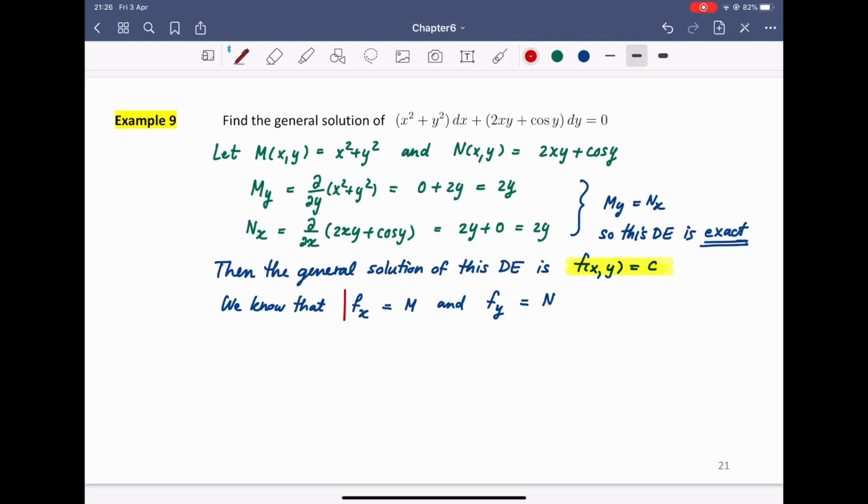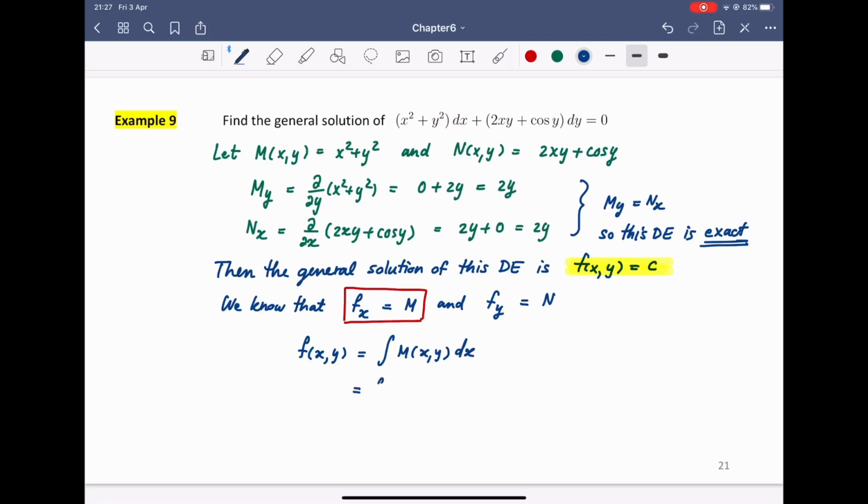So let's start by looking at f sub x equal to m. So function f, you differentiate one time, you get m. So it means if I want to find a function f, I can integrate back function m with respect to x, right? So I just need to integrate function m dx, and it will return me back my function f, right?